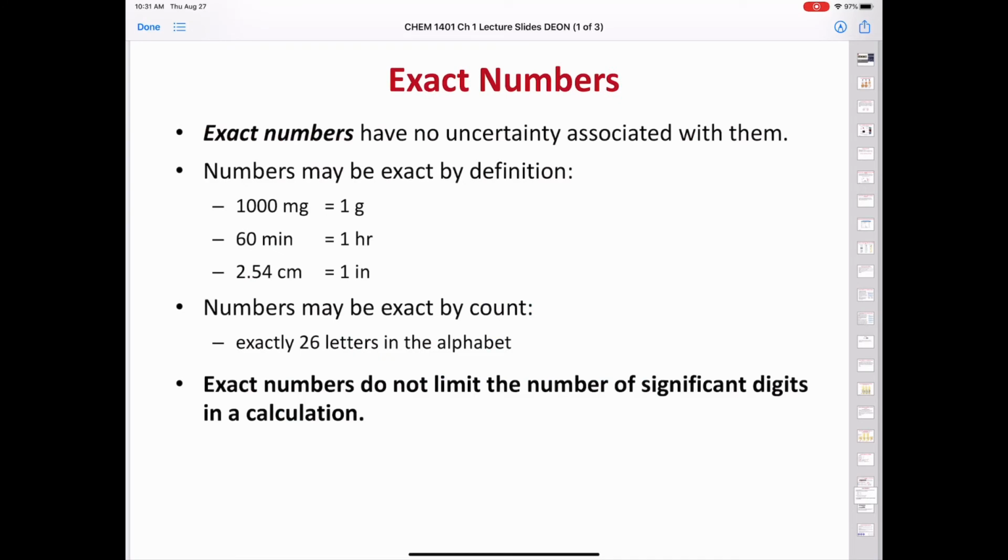Exact numbers have no uncertainty associated with them. Some are part of a unit conversion. By definition, there are exactly 60 minutes in an hour, 1,000 micrograms in a milligram, and 2.54 centimeters in an inch. Other exact numbers result from actually counting items. There are exactly 3 coins in my hand, 26 letters in the English alphabet, and so forth. Therefore, unlike measured quantities, exact numbers do not limit the number of significant figures in a calculation. Essentially, we can say that exact numbers have an infinite number of significant figures.